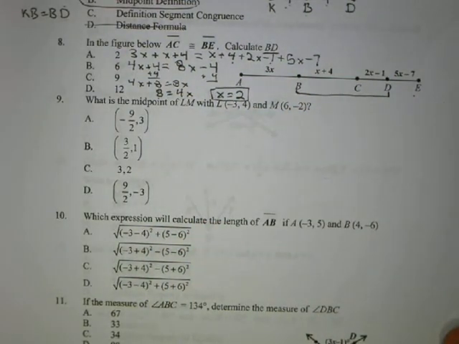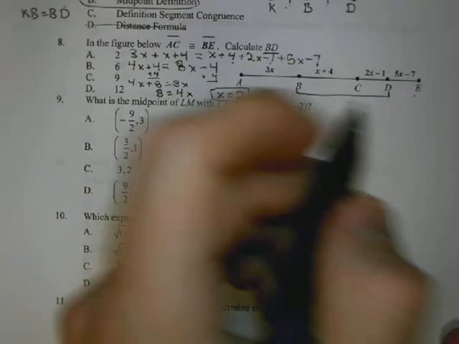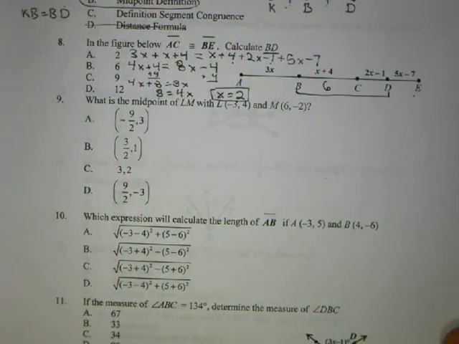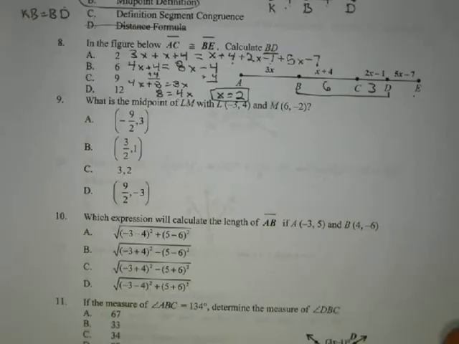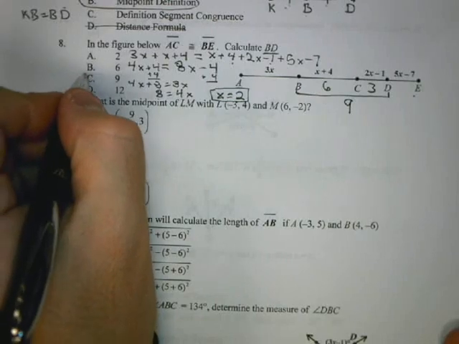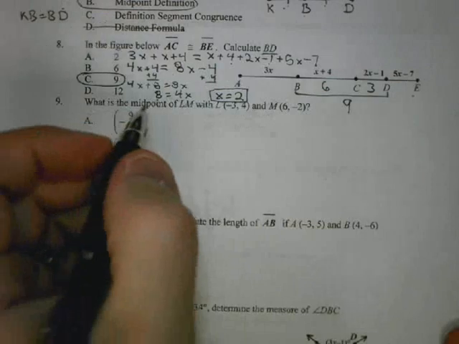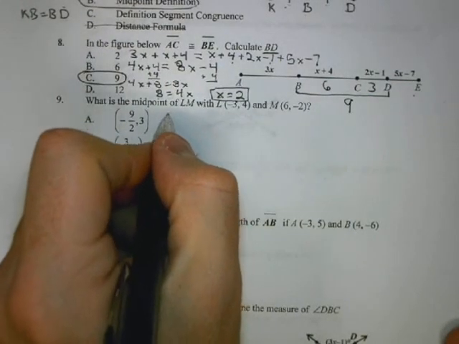We have to be careful here. We're not looking for x, we're looking for BD. BD is from B to D, so it includes the part of x plus 4 and 2x minus 1. Well, we can kind of look real quick. If I have 2 for x, then that means BC is 6. That's 2 plus 4. And 2x minus 1, I plug the 2 in, that'd be 4 minus 1, or 3. So we get 6 plus 3 gives us BD is 9.